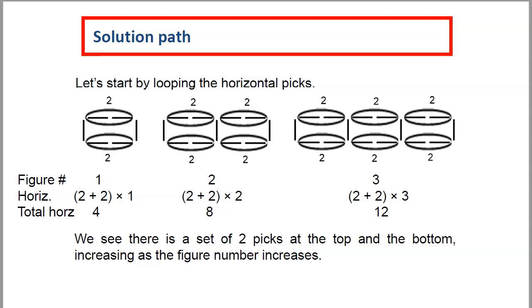We'll start by looping the horizontal picks on the rectangles figure. You can see that groups of 2 here at the top and at the bottom are circled on each figure and marked with 2. Notice that there are 2 of those, top and bottom, and that they increase as the figure number increases. There's 1 pair of 2 for figure 1, 2 pairs of 2 for figure 2, and 3 pairs of 2 for figure 3.